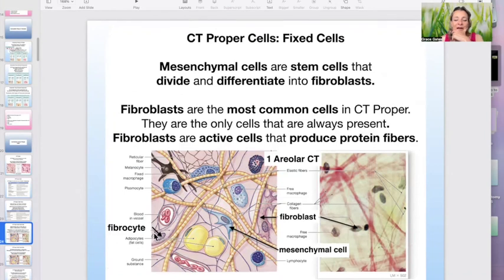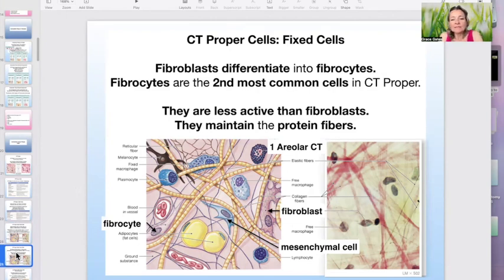So mesenchymal cells, they are stem cells that divide and differentiate into fibroblasts. Fibroblasts are the most common cells in connective tissue proper. They're the only cells that are always present in all kinds of connective tissue. And fibroblasts are active cells that are producing protein fibers. So here in our picture of areolar connective tissue, I have arrows pointing to the fibroblasts, the mesenchymal cell, and the fibrocyte. So this would be the stem cell, the active cell, and we'll find out the less active cell.